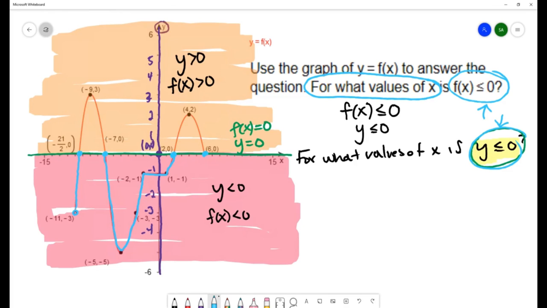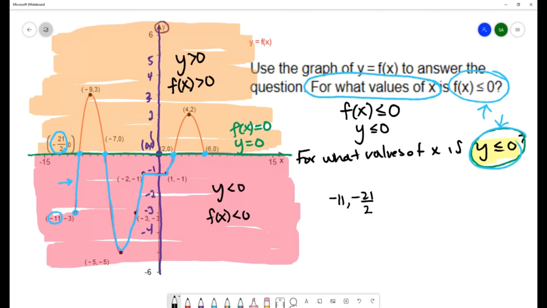We're going to describe the x values using interval notation and set notation. So I want to describe this interval here as x's. The starting x is negative 11. The ending x is negative 21 over 2. So that's one interval of x's, negative 11 to negative 21 over 2.